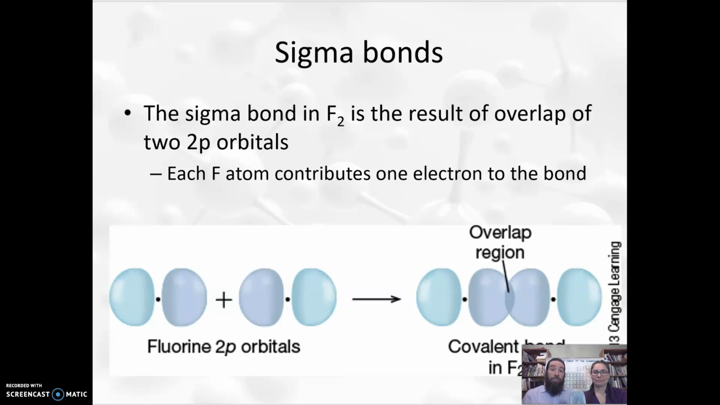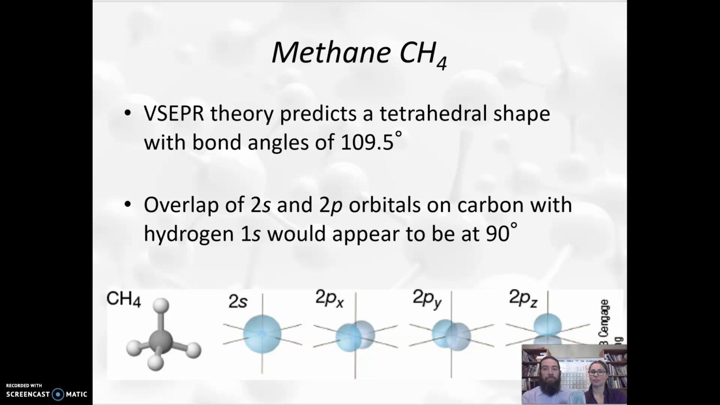So we can have two p orbitals overlap. Here we've got fluorine bonding to fluorine, and the p orbitals are overlapping. You can see the overlap region forming that covalent bond, and making a full octet for all of them.